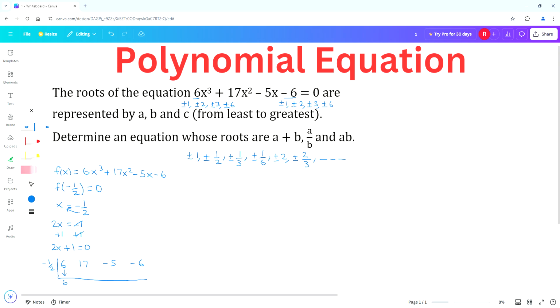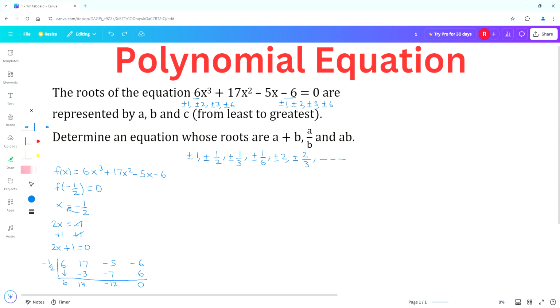Negative half times 6 is negative 3. 17 plus negative 3 is 14. Negative half times 14 is negative 7. Negative 5 plus negative 7 is negative 12. Negative half times negative 12 is positive 6. Negative 6 plus 6 is equal to 0. This last number represents the remainder for the polynomial division. It is equal to 0. That proves that 2x plus 1 is a factor of the given cubic polynomial.